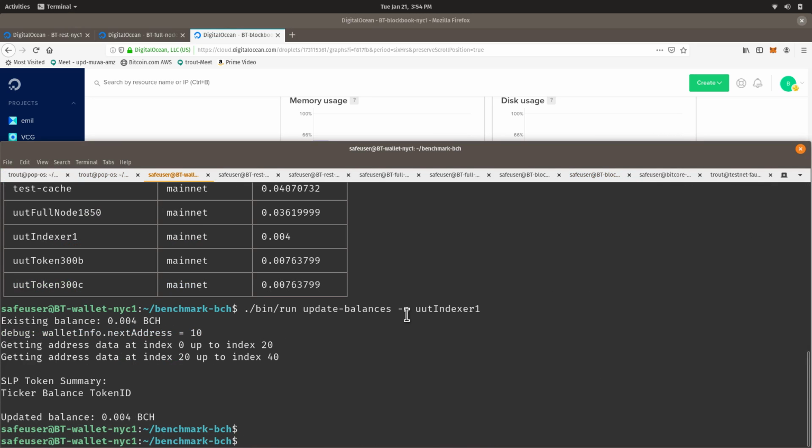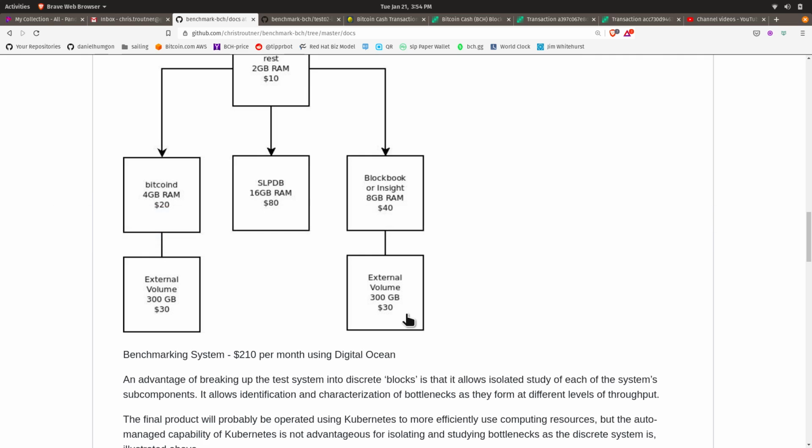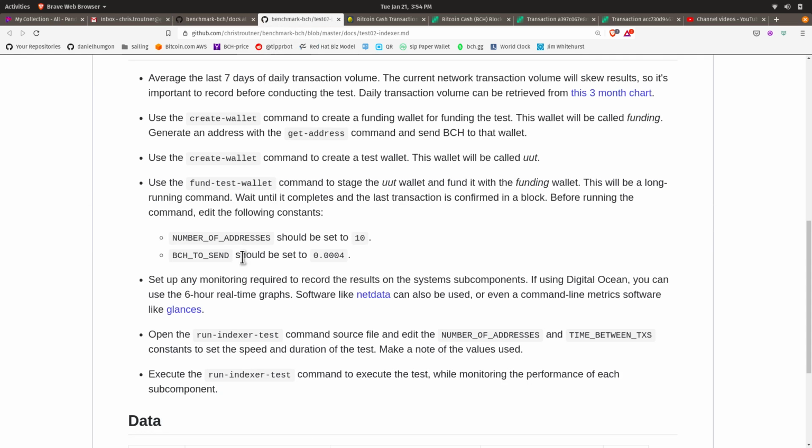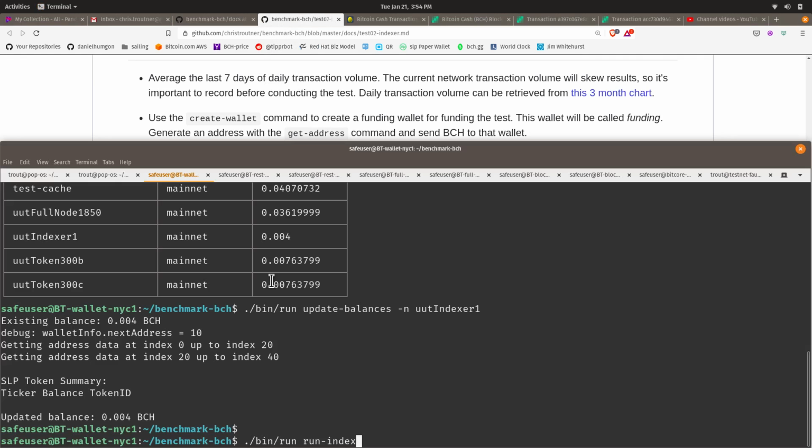Captured that. Let's do this. Then run the indexer test on this wallet.